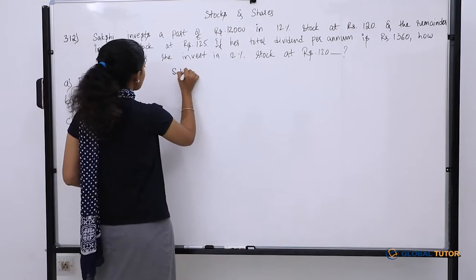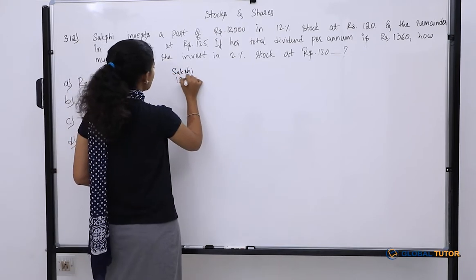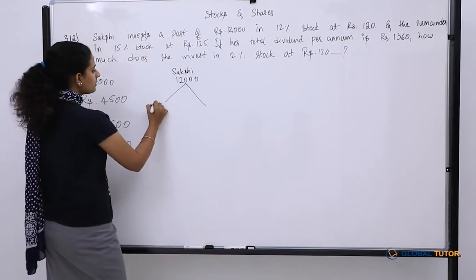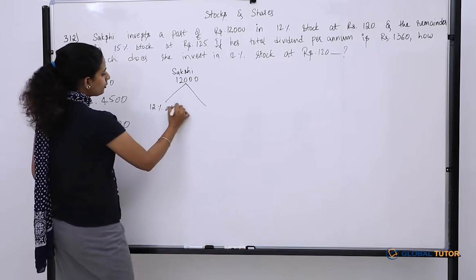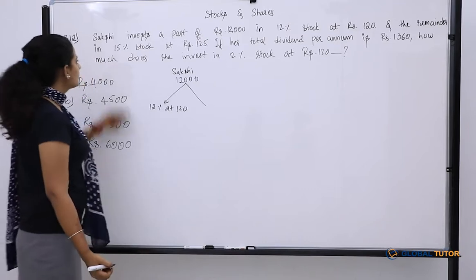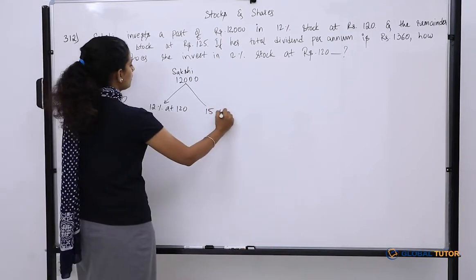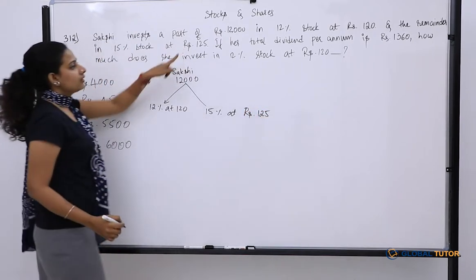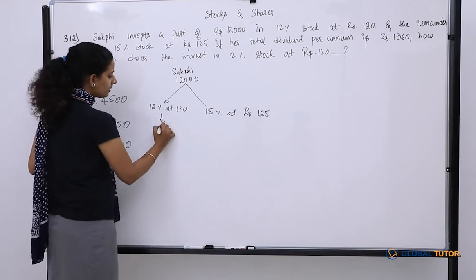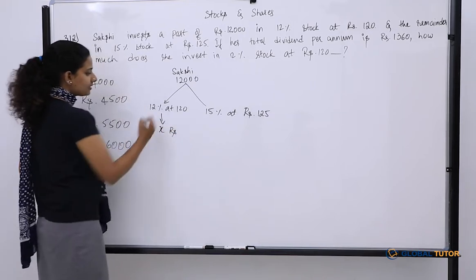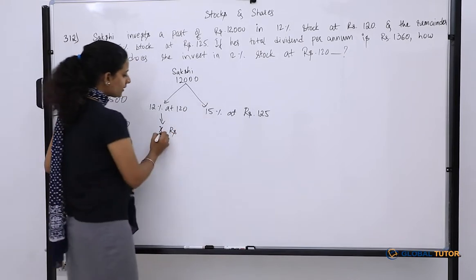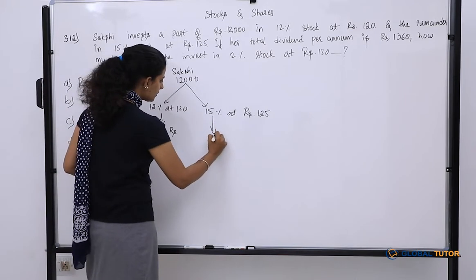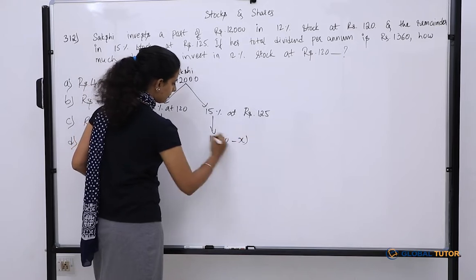Here, Sakshi had 12,000 rupees and she planned to invest it in 2 stocks. One is 12% stock at rupees 120. Another one is 15% stock at rupees 125. Let us assume she invested rupees X in this stock. So, if she invests X rupees and her total amount was 12,000, this is obviously 12,000 minus X.